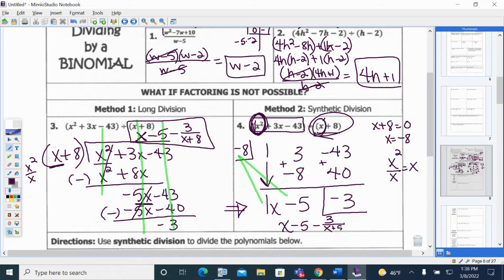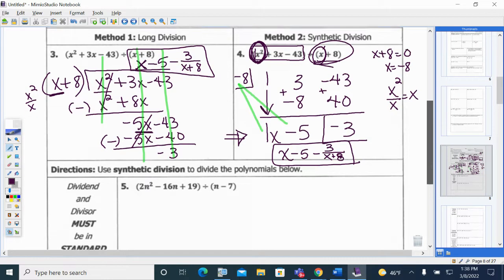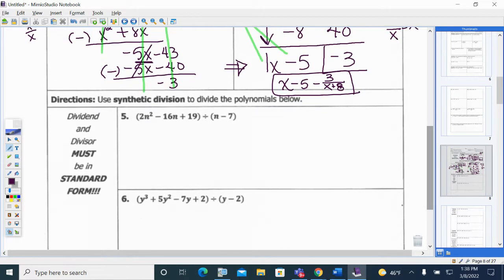Now, both of these are the same problem. You'll notice that the answers are identical, but the method that I used to get that is a little different, but the same answer. Let's look at more synthetic division.